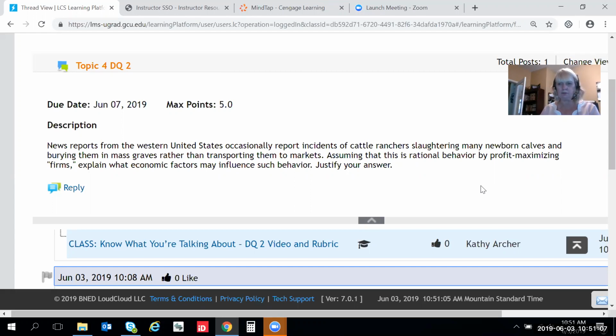Justify your answer. It's kind of intimidating when you look at it that way. It's like figure out what's going on and then justify it like you would know, right? But let's break it down a little bit first, and let's start by looking at the rubric for this. So you'll find the rubric right here. It's the very first post in DQ2.